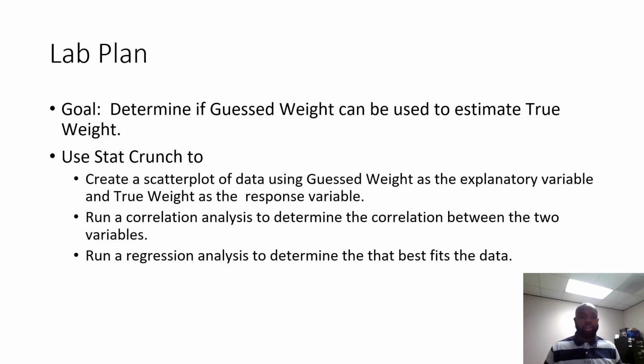It's a quick summary. The plan for this lab, again, our goal is to determine if guessed weight can be used to estimate true weight. I'm going to give you a bunch of data, and you're going to use StatCrunch to help you do this. I'll create a video that will walk you through the process of creating a scatter plot, running a correlation analysis to determine the correlation and the strength of that linear relationship. Then we're going to run a regression line so that we can obtain the line of best fit, and we'll use that to calculate a residual.